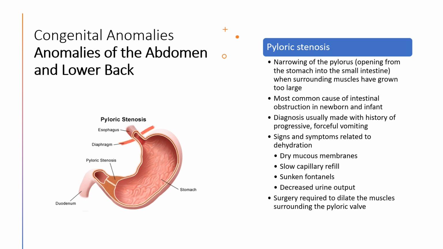Pyloric stenosis. Our pyloric valve right around here becomes very stenotic, narrow. Most common cause of intestinal obstruction. Diagnosis is usually made with history: progressive forceful vomiting, dry mucous membranes, slow capillary refill, sunken fontanelles, decreased output. They just can't get anything in their stomach, so they can't absorb new fluid, and so now they need fluids. They'll fix those muscles around there. Relatively easy to fix.